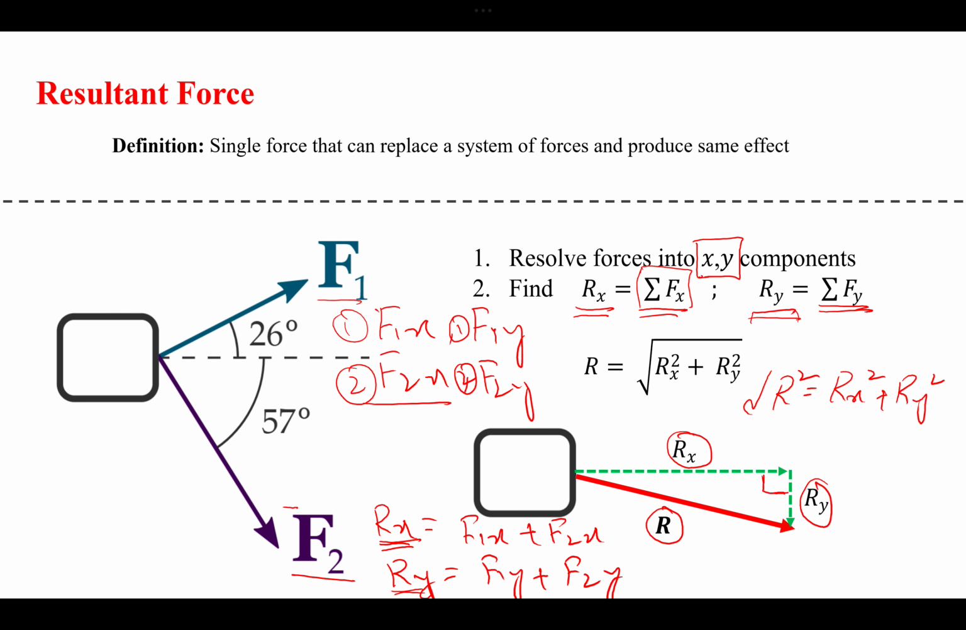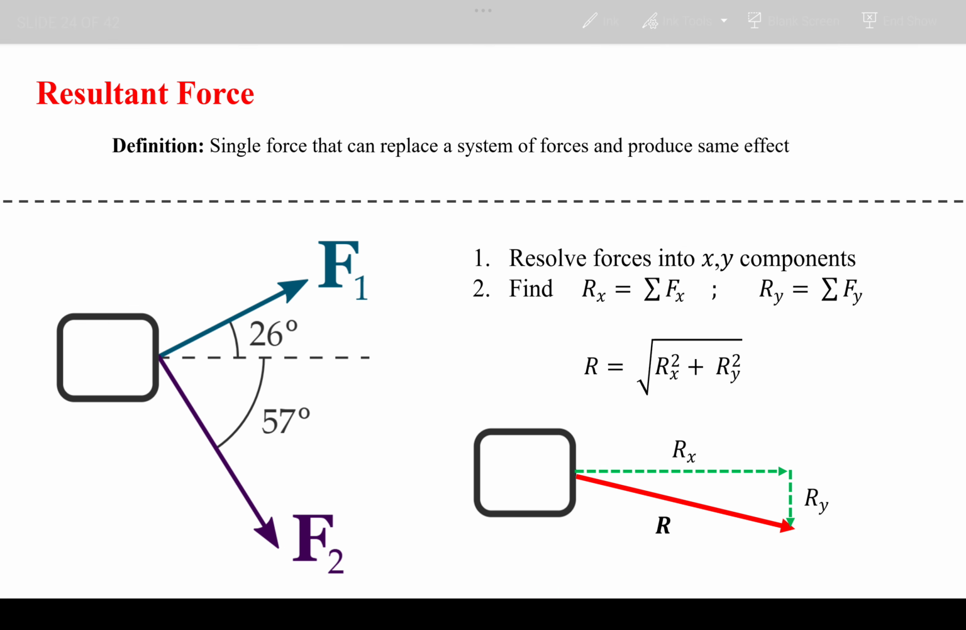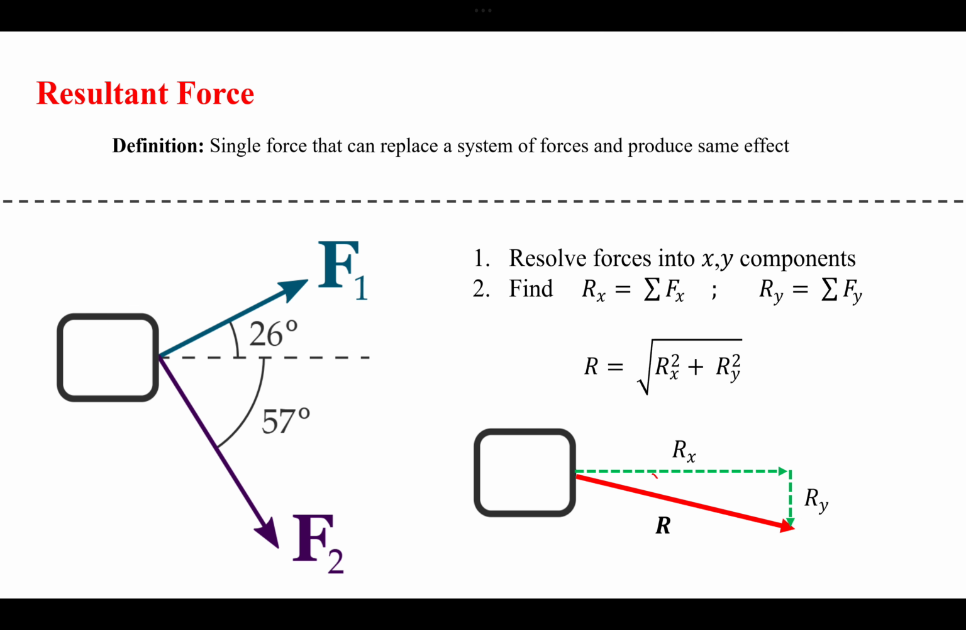Okay, you take the square root on both sides, so you are left with the formula right here. This will give you the magnitude of the resultant force R. Now we already know that for a vector, the magnitude is not enough. You also need the direction, which is theta. For example, it can be this angle in this case. So you also need the theta.